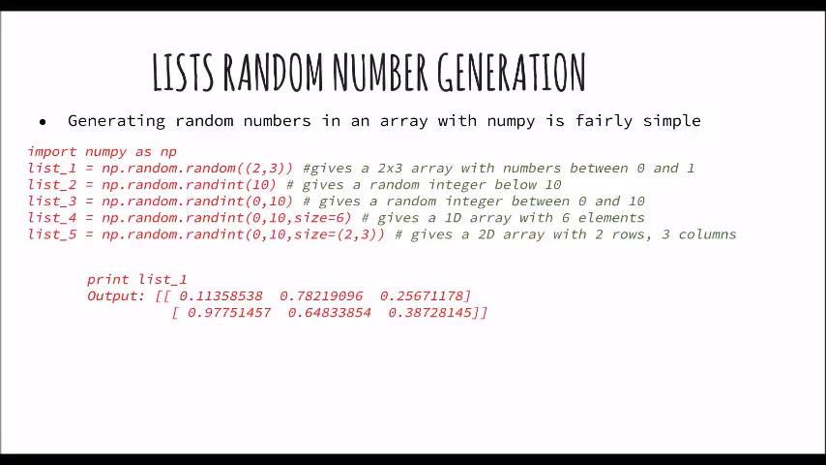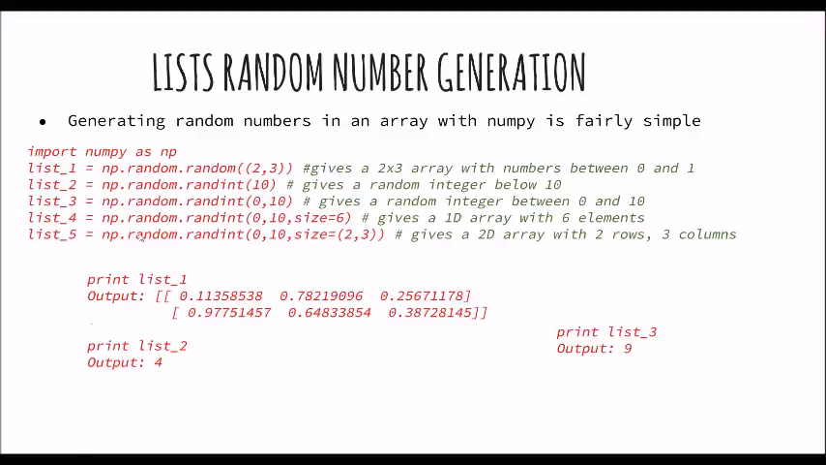The next list says np.random.randint(10). What it does here is, it gives you an element below 10. Let's see what it gives. It gives the output as 4. It's similar to what list 3 does, where it gives 0 to 10 and you get the output as 9. So the number that prints is between 0 and 10.